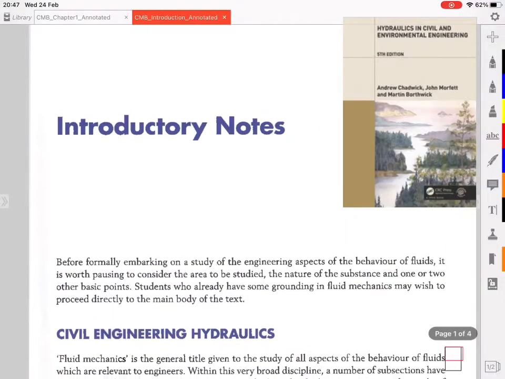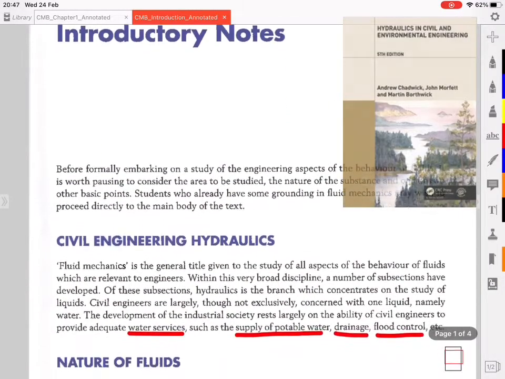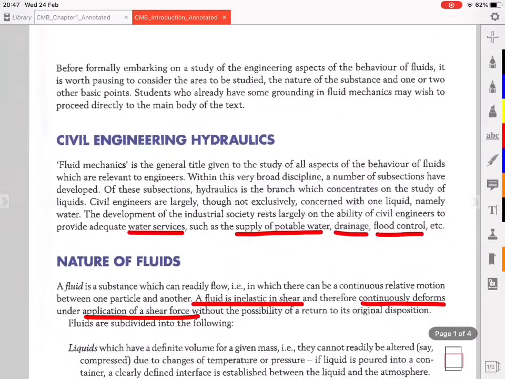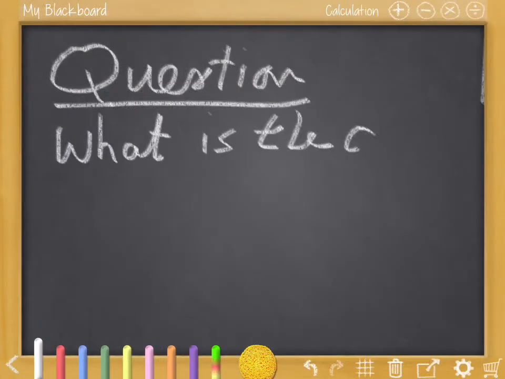Right, this video covers the introductory notes. First, a short bit of background on civil engineering hydraulics involving water services, supply of potable water, drainage and flood control. But what is hydraulics?